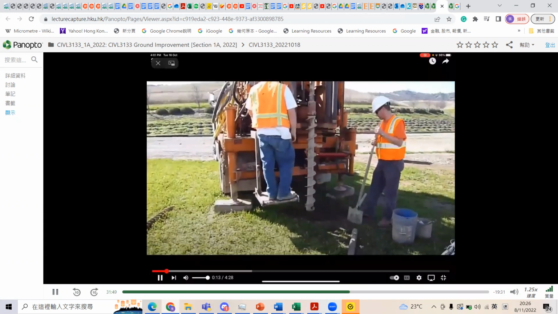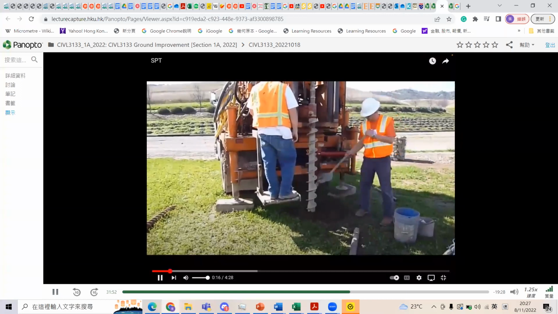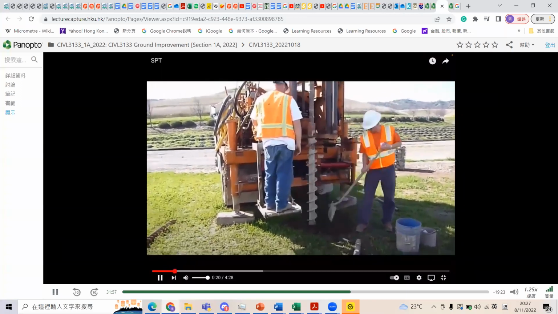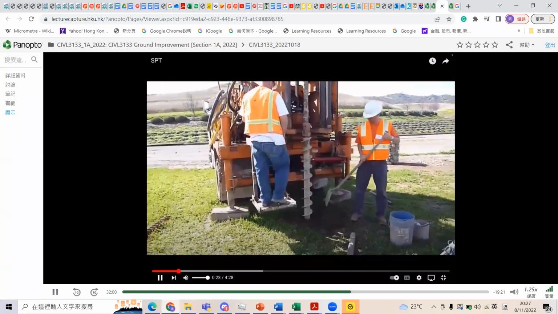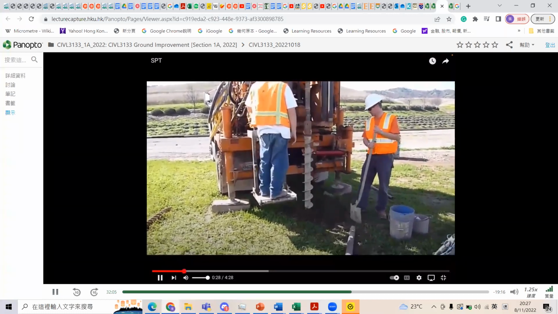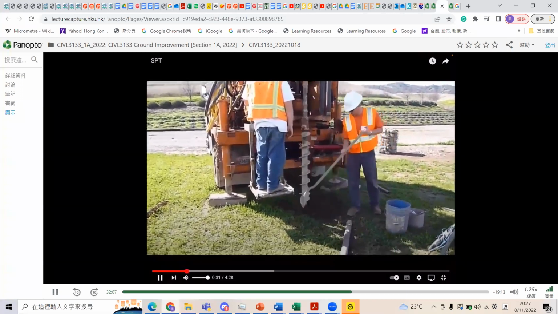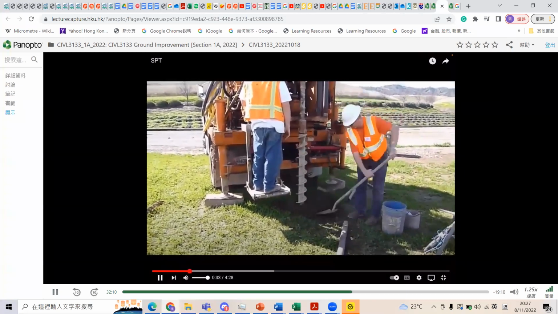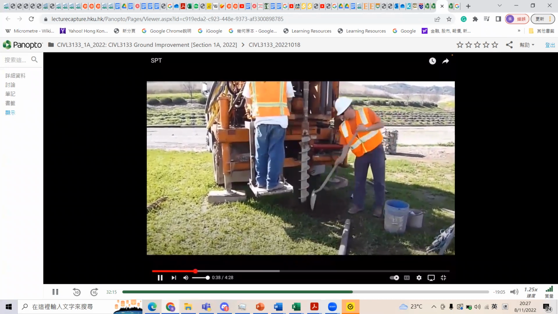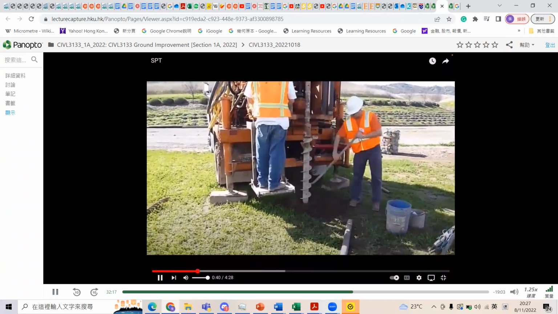So with SPT, you cannot get this profile. What you need to do is you need to bore. You need to drill a borehole to your target depth. So what you see right now is an auger. The auger is drilling to a particular depth. It's drilling, and once it reaches the depth, they'll reverse rotation. So the auger's coming off the ground right now, and they've reached the target depth that they're interested in.